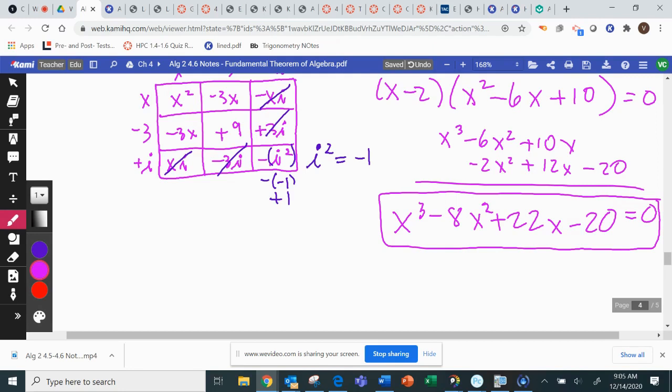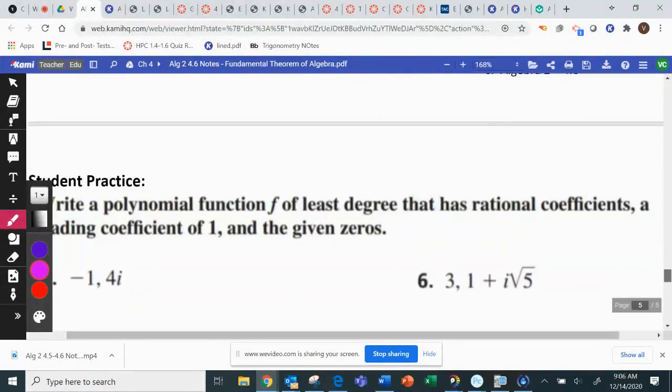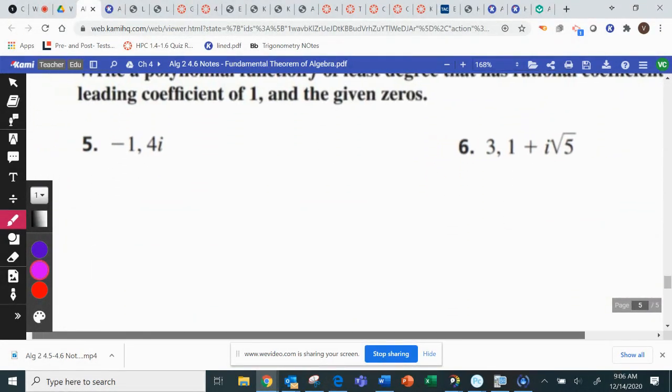Sorry about my squeaky shoes. Okay, I'm going to work out number 5 without talking so that you guys can try it and see if you can do it on your own.